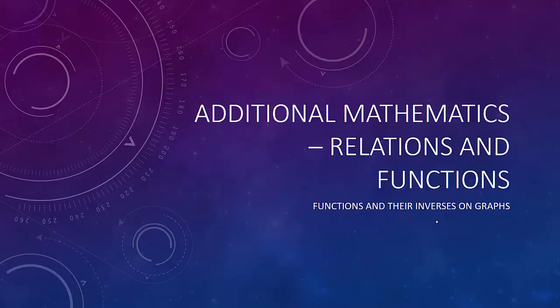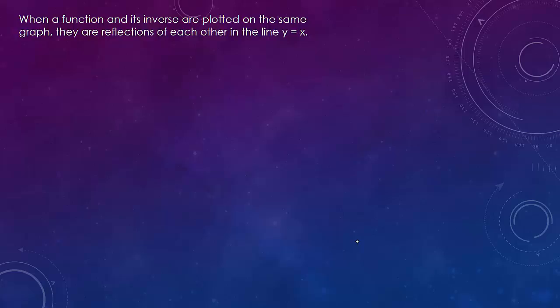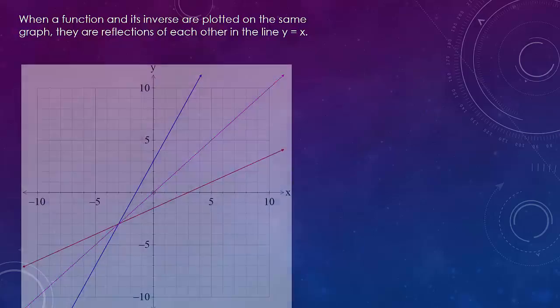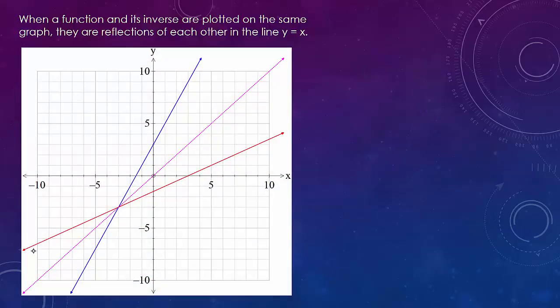Functions and their inverses on graphs. When a function and its inverse are plotted on the same graph, they are reflections of each other in the line y equals x. So if we look at the red line here and the blue line, those are inverse functions of each other. And the dashed pink line here is the line y equals x, and we can see they are reflections of each other.